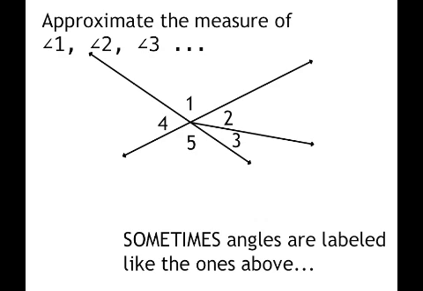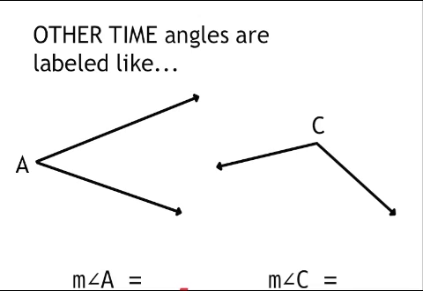But they're not always labeled this way. Sometimes they're labeled like this. Now this is still fairly easy. If I ask you the measure of angle A, and notice that little m down there, that means what's the measure of angle A, or the measure of angle C, you know what angle I'm talking about. So take a minute and figure out what you think those angles are.